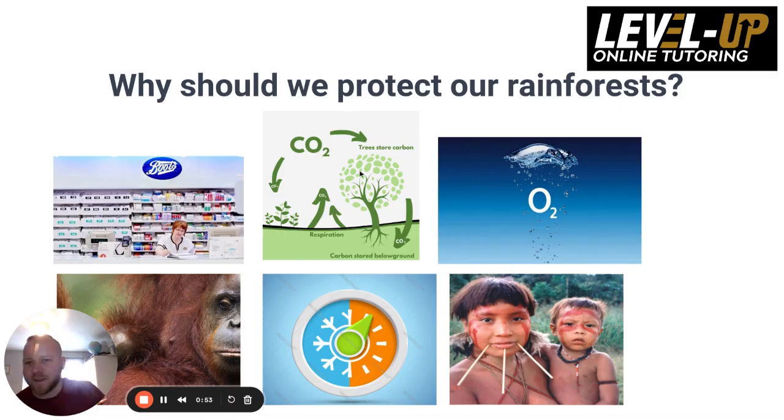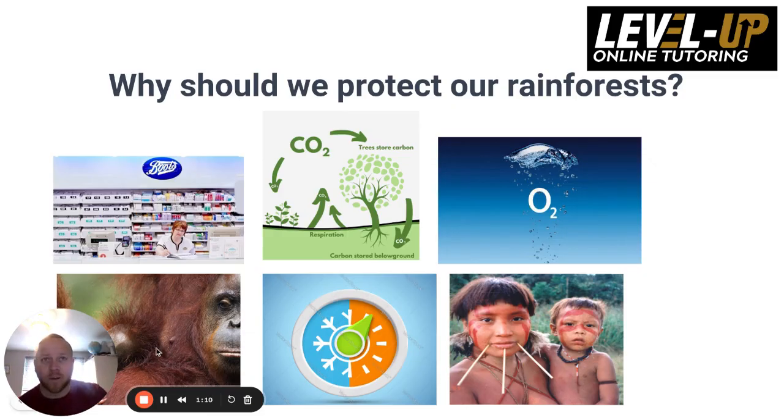They act as a carbon sink, as we've talked about previously in this course. They absorb carbon dioxide, and with that in mind, they also help to regulate the Earth's climate and keep it a bit cooler. And they give us oxygen. The Amazon alone gives us 28% of our oxygen.